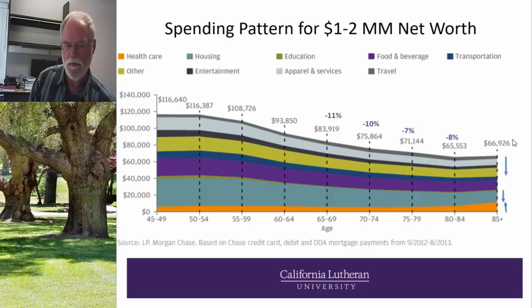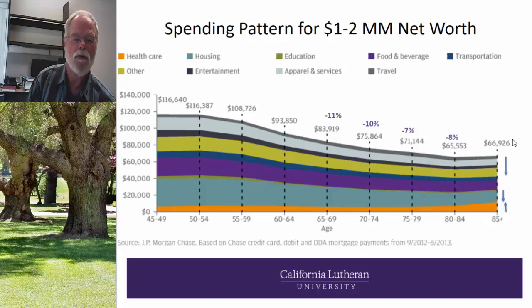JP Morgan did a study in 2013, and they found the very same thing. What they did was look at their clients, since they have very good records of what their clients are spending through their JP Morgan credit cards, etc. These are high net worth clients. So they did a cross section by age. Now they're not following the same people over time, but they still got pretty good data by the cross section.